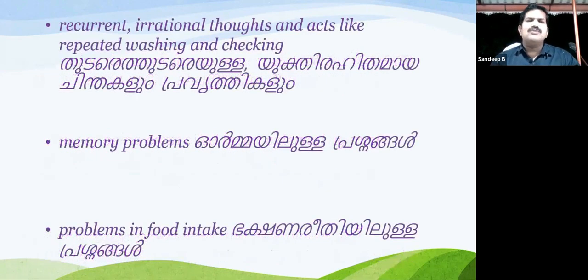Then there is OCD. Recurrent irrational thoughts are called obsessions: recurrent irrational, ego-dystonic thoughts, images, or impulses. The classic example is recurrent thoughts of being unclean, which is obsession of contamination. They feel that their hands are dirty, although they know that their hands are clean. To ward off the anxiety from that obsession, they perform a compulsive ritualistic act like repeated washing. So, obsession of contamination, compulsive washing.